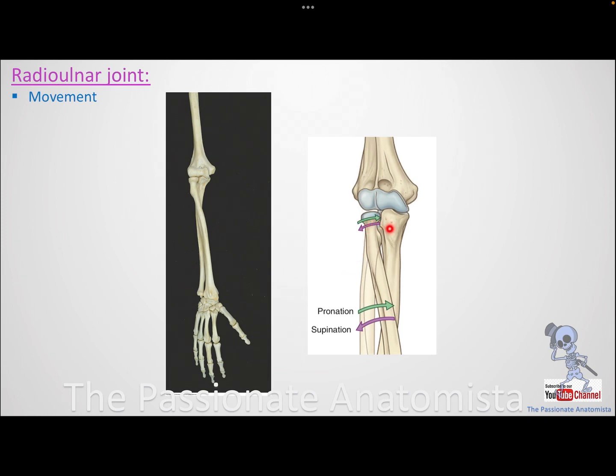The radioulnar joint is a joint between the radius and ulna. You have proximal and distal radioulnar joints. How will you remember what it's between? It's called the radioulnar joint, so the proximal one will take the first name. It's going to be between the big boss, the radial head, and the radial notch on ulna. Can you guys see? This is the radial head, and this is the radial notch on ulna.